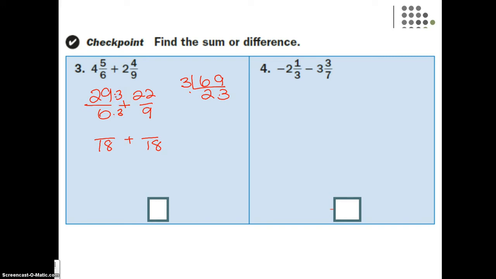So 29 times 3 is 87. 9 times 2 is 18, so do 22 times 2, which is 44. 87 plus 44 is 131 over 18. Change to a mixed number, which is 7 and 5/18.